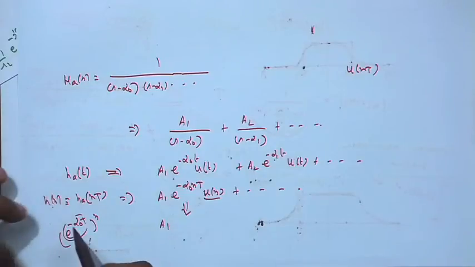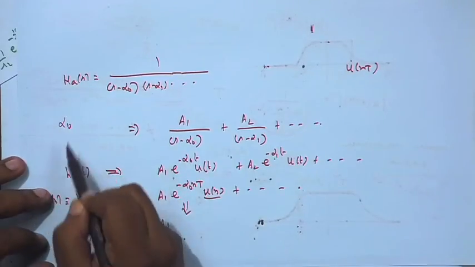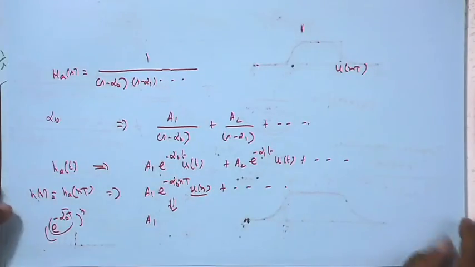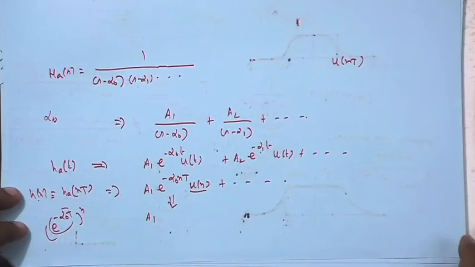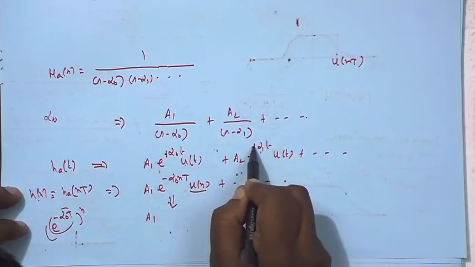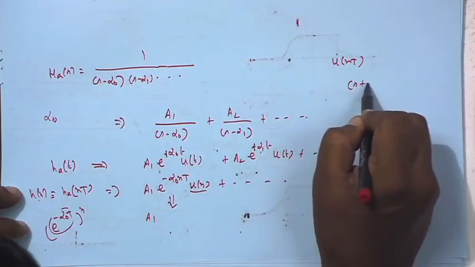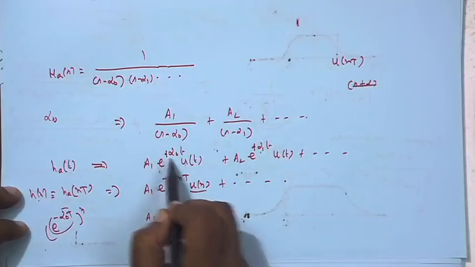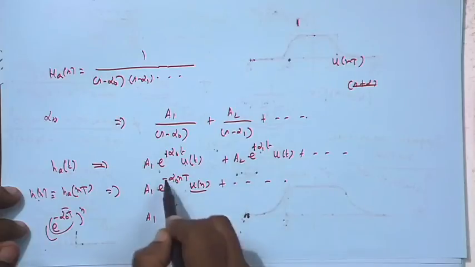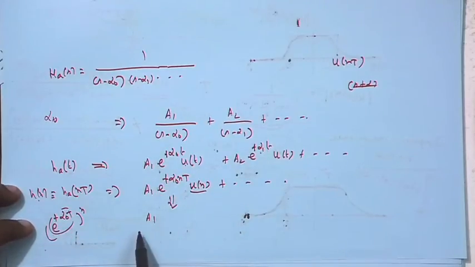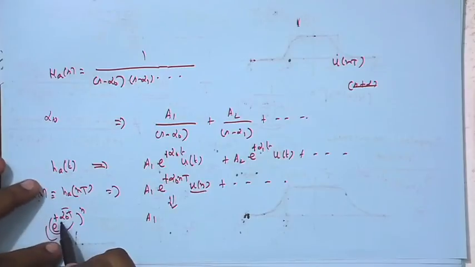Why? Because alpha 0 is on the left half, it will be plus. If it is s plus alpha, it is minus alpha T. So, this is minus alpha 0, it is the power plus alpha 0 T plus alpha 1 T, like that. Now, it will give rise to, now one thing you see, alpha 0 is what?